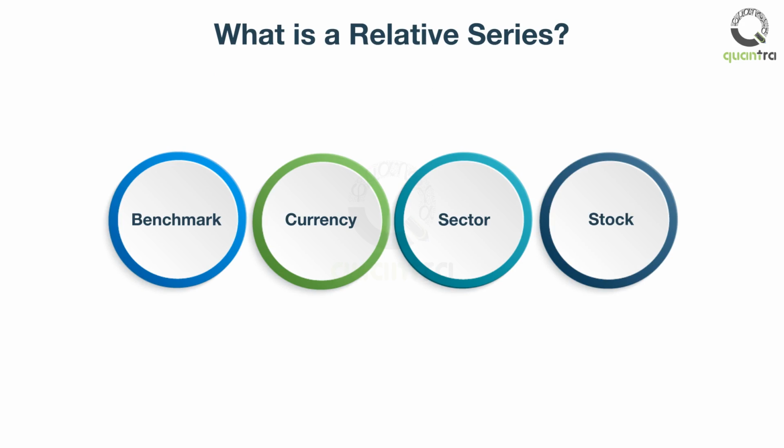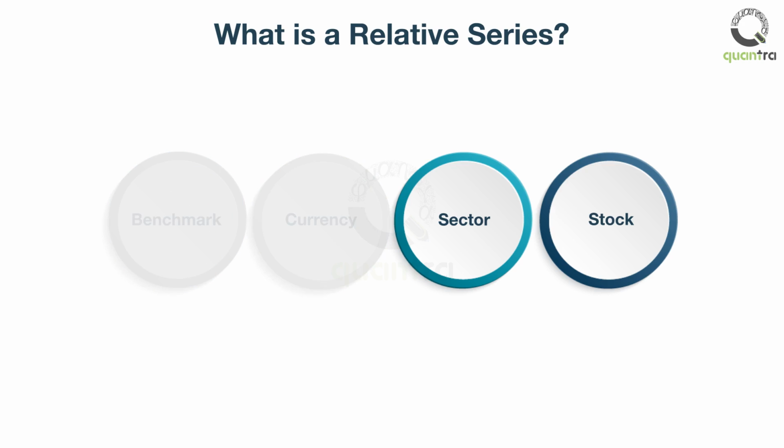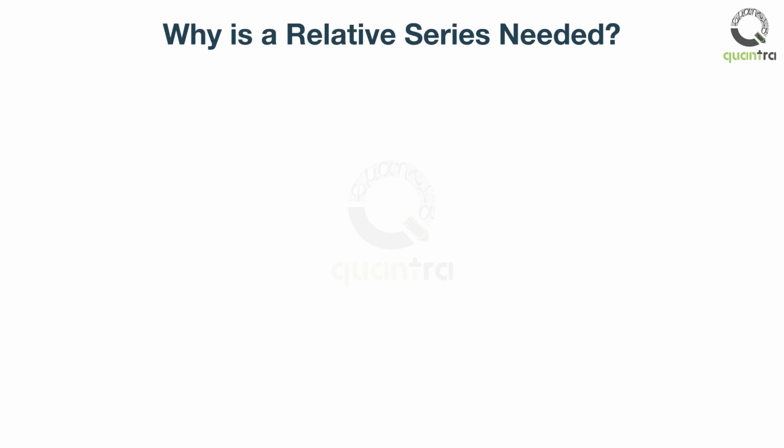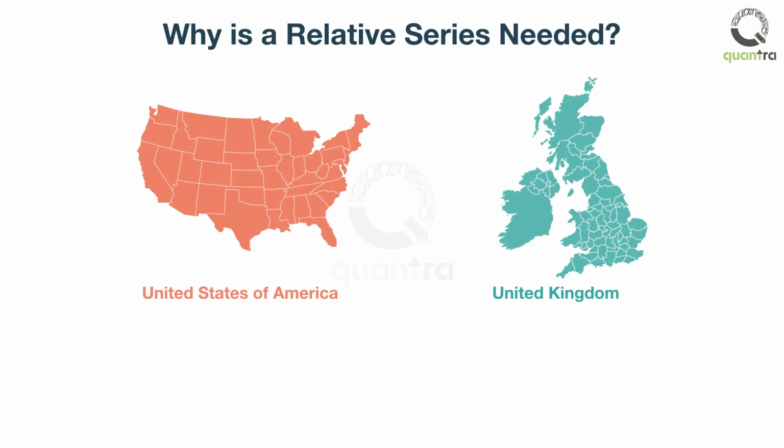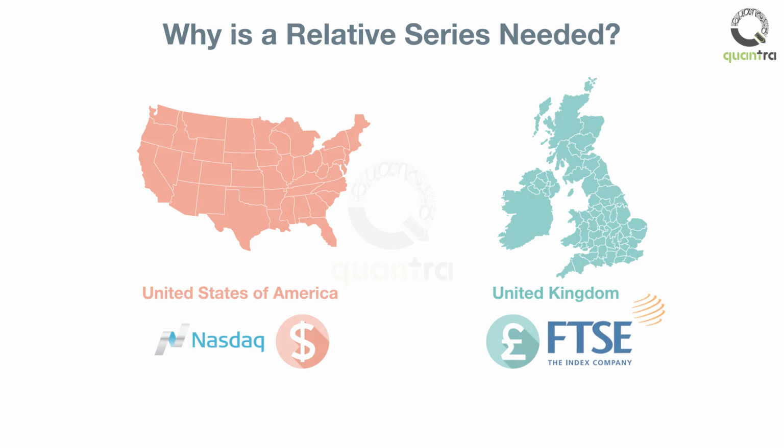A relative series is an adjusted price series that is formed by removing the effects of the benchmark index and the currency exchange rate on a stock price. A relative series is needed to compare stocks traded in different countries, where each stock is quoted in a different currency, and is influenced by a different stock index.